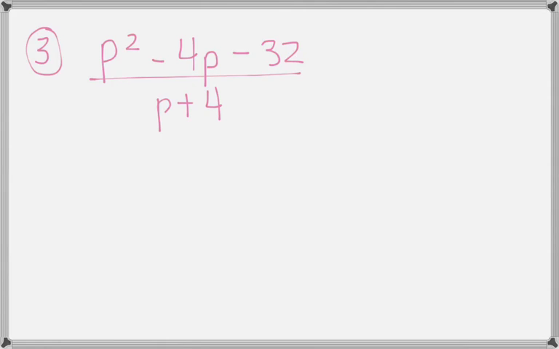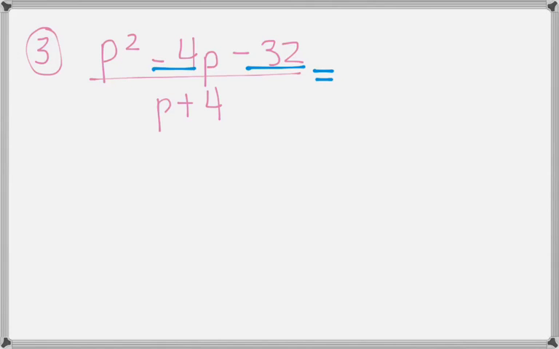On number 3, which again may be different on your test, let's try p minus 4p minus 32 divided by p plus 4. All right? If you missed this one, make sure you're writing something down. Again, the first thing we're going to do is factor. What do we have that multiplies to give us a negative 32 but also adds to give us a negative 4?